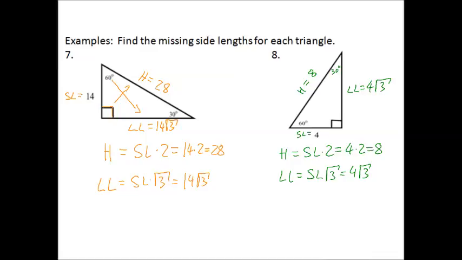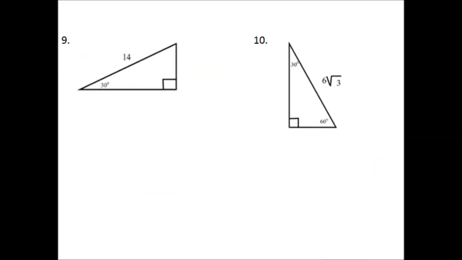Hopefully you came up with the same answers. Our short leg is 4, and we can tell that by seeing that the missing angle up here is 30 degrees. That is the smaller angle. So our hypotenuse is the short leg times 2, which is 8. And our long leg is the short leg times the square root of 3, which is 4 square roots of 3. Sometimes, though, we are not given the short leg, and we have to then modify our formula to find what we are missing.